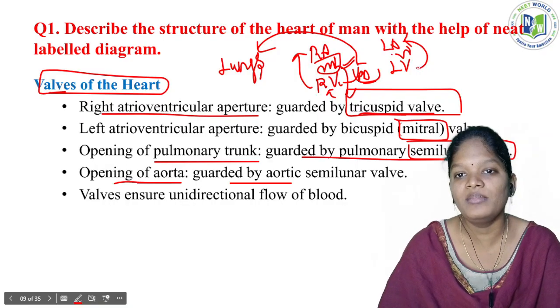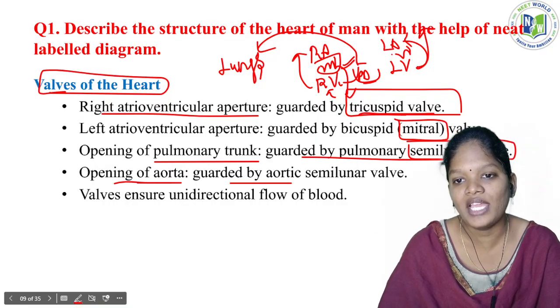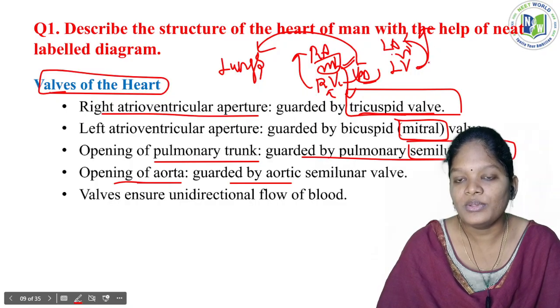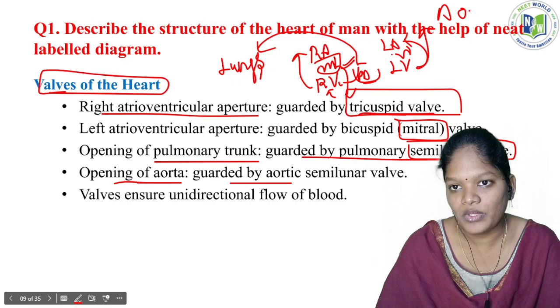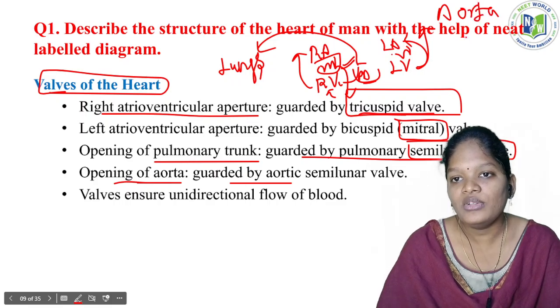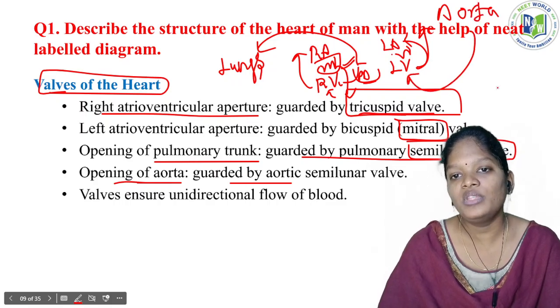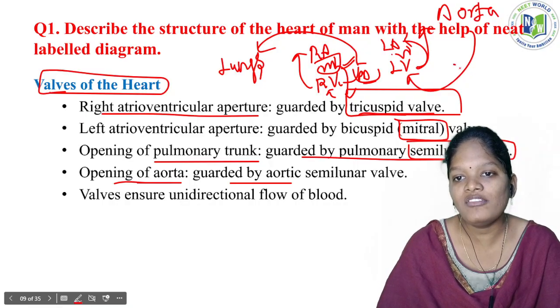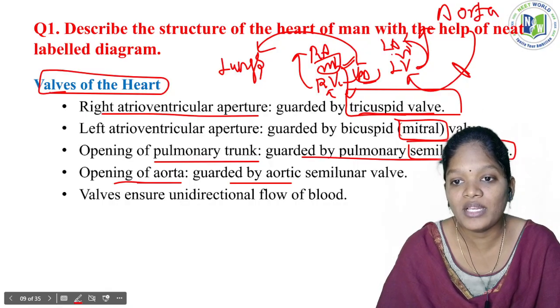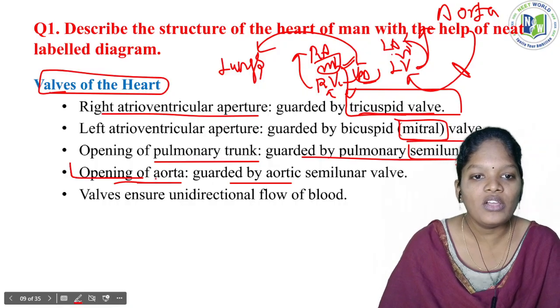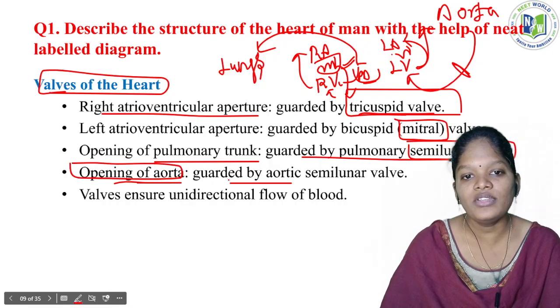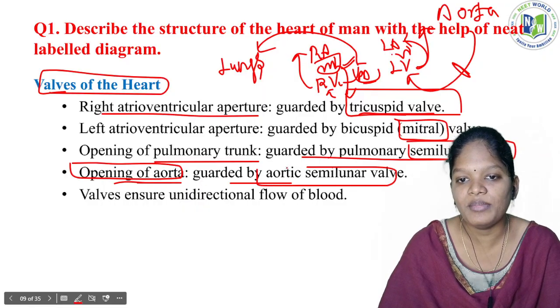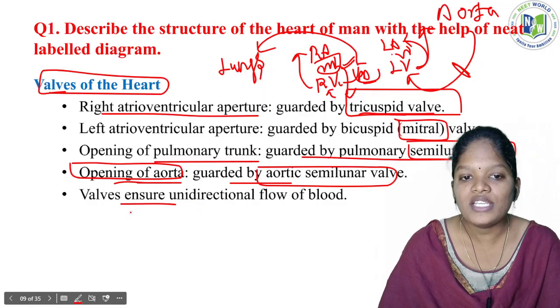From the left ventricle, the blood has to enter into the aorta with the help of which wall? From the left ventricle, the blood has to enter into the aorta, and from the aorta the blood will not backflow into the left ventricle. This backflow of blood is prevented by the wall called the semilunar wall. Right, now the opening of the aorta is guarded by the aortic semilunar wall. Now the walls ensure the unidirectional flow of blood.